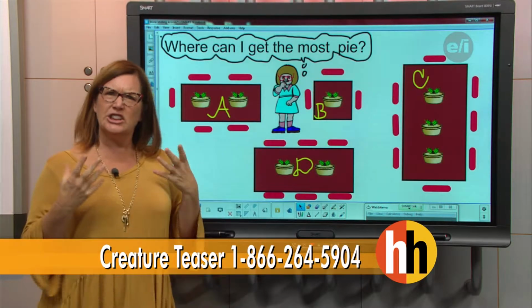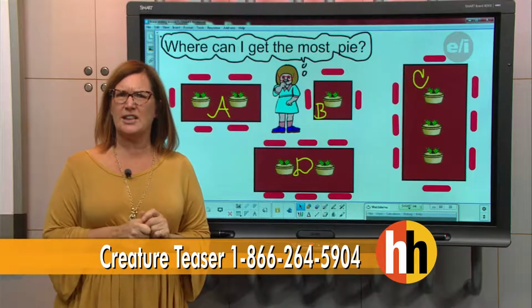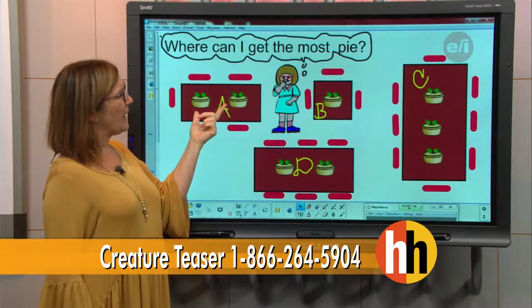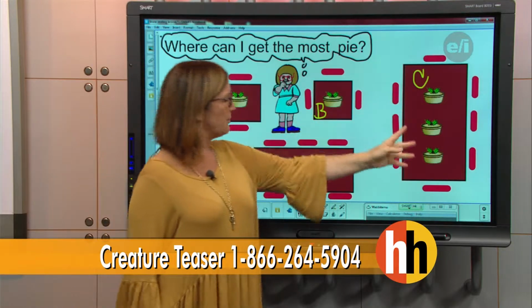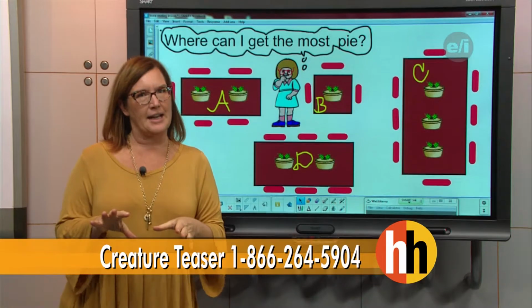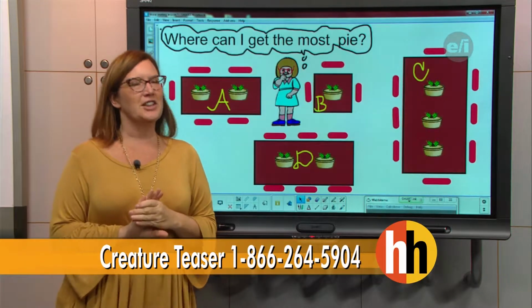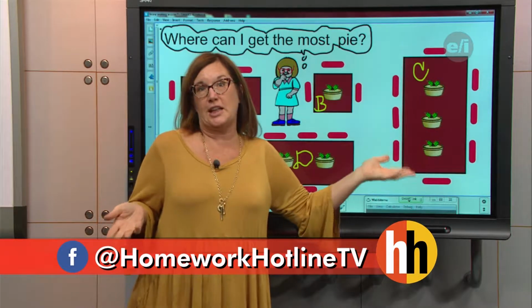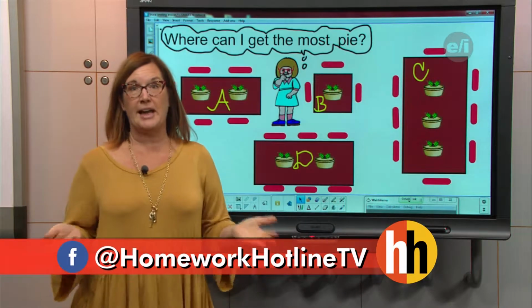So let's take a look at this and just use a little bit of our common sense before we even start attacking this problem. I'm looking at table A, and I see they've got 2 pies. Table B's got 1, table C's got 3, and table D's got 2. So now if you're a little kid out there, the first thing you're going to say is, well, of course, table C is the pie. You'll get the most pie if you sit at table C because it has 3 pies, right?